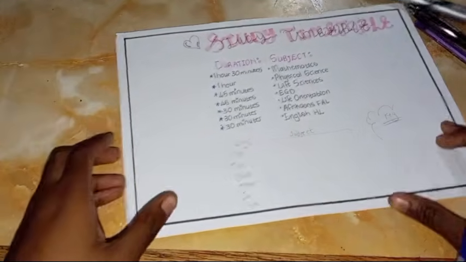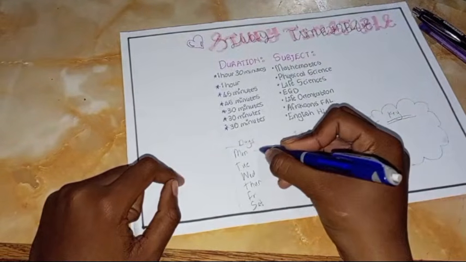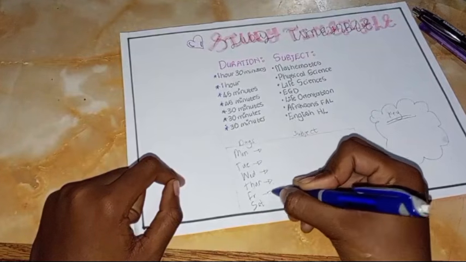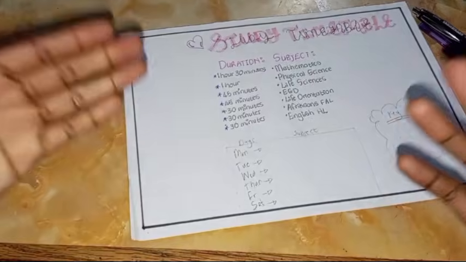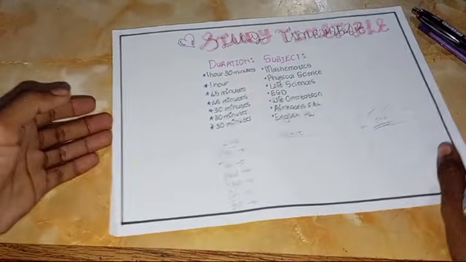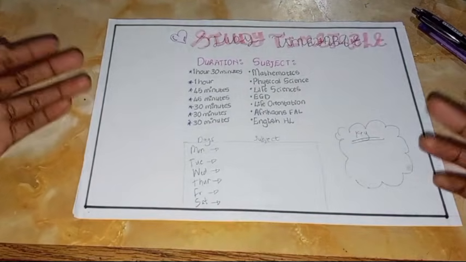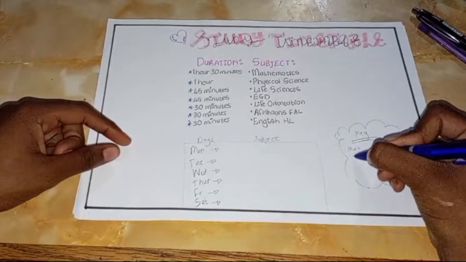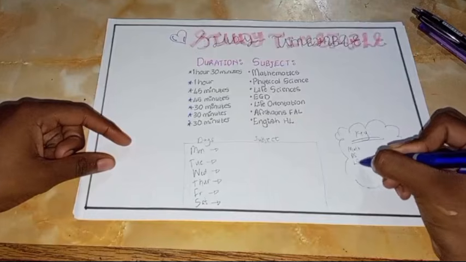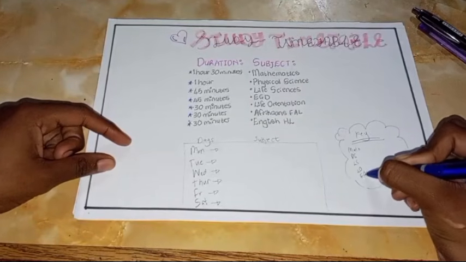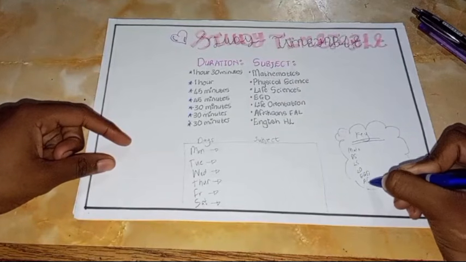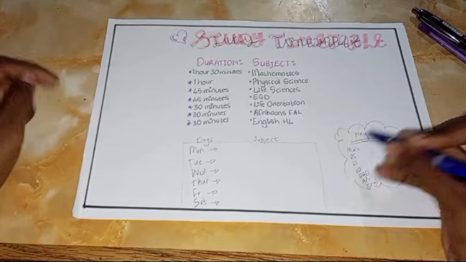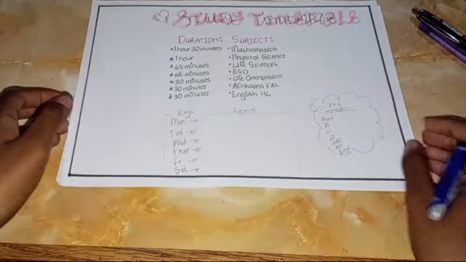So basically what you're going to do is after writing these days, you're going to do a little arrow next to each one. What you plan on doing is actually studying 3 subjects per day. So now, since we have the key, we have math, physics, life sciences, LO, EGD, Afrikaans, and English. Are those all my subjects? 1, 2, 3, 4, 5, 6, 7. Okay.